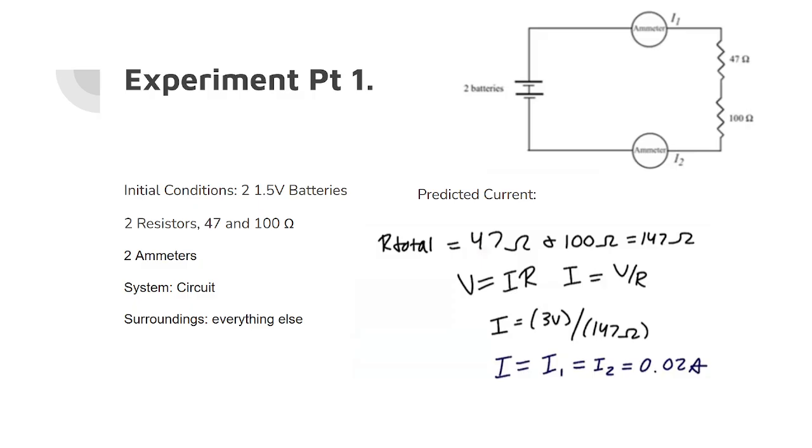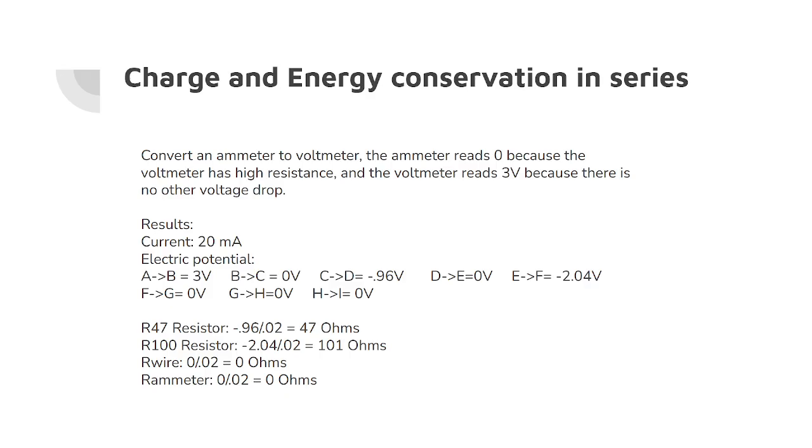The predicted current can be found using Ohm's law, where we find the total resistance to be 147 ohms, and then we solve for I after measuring that the batteries are 3 volts, and we get a predicted current of 0.02 amps or 20 milliamps.